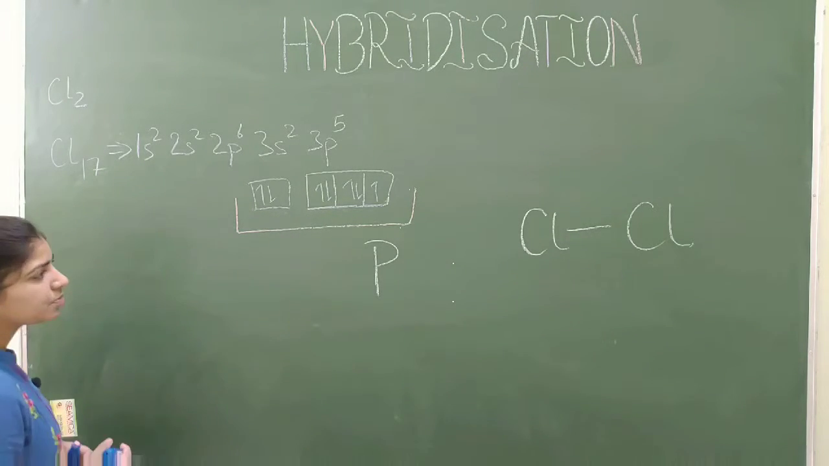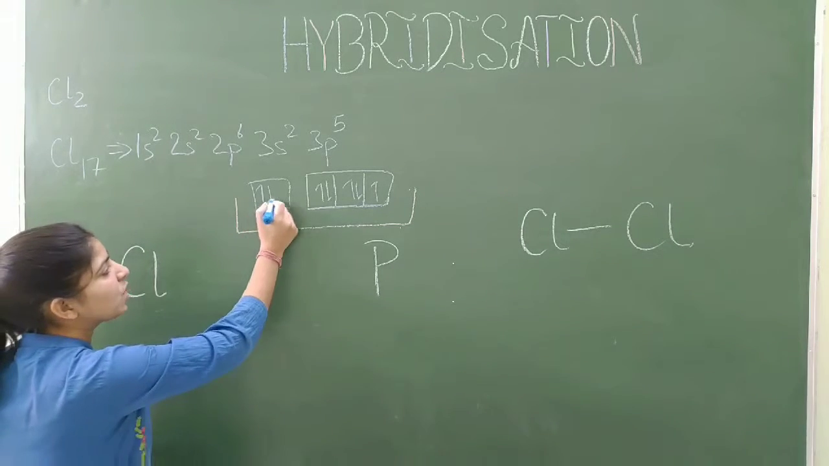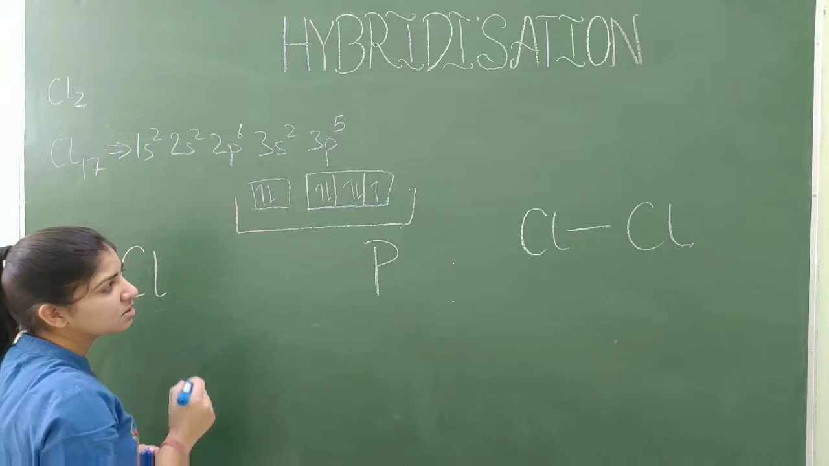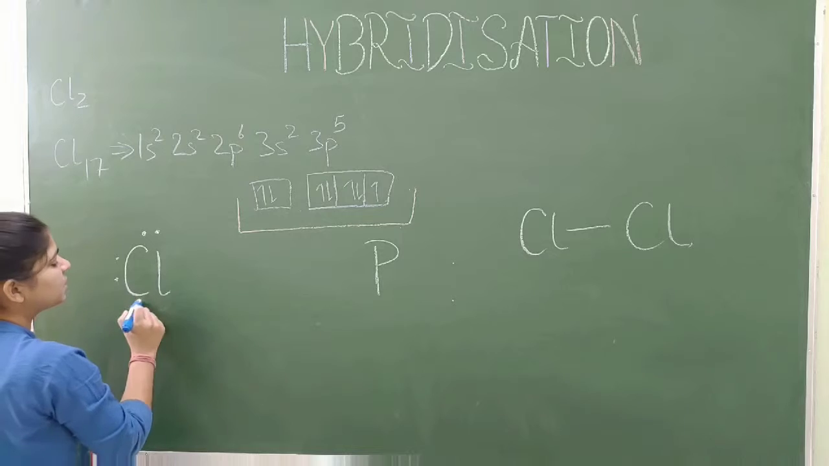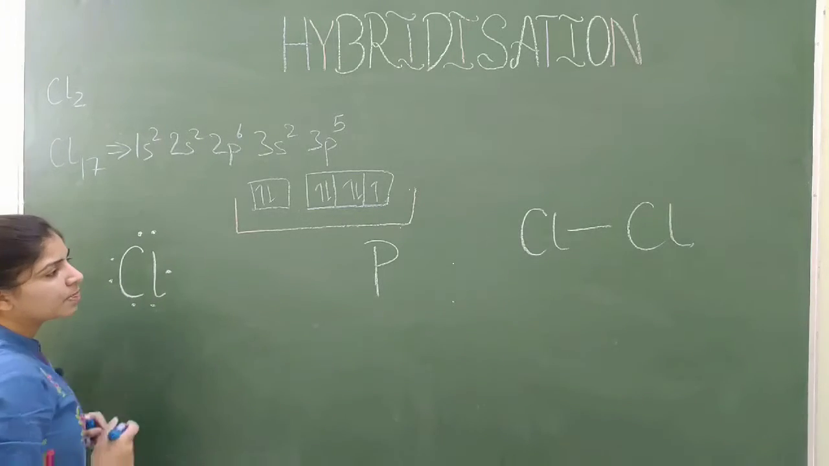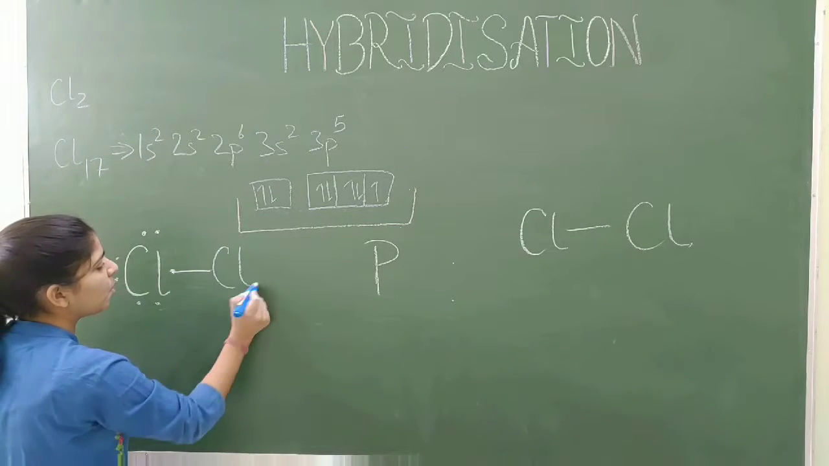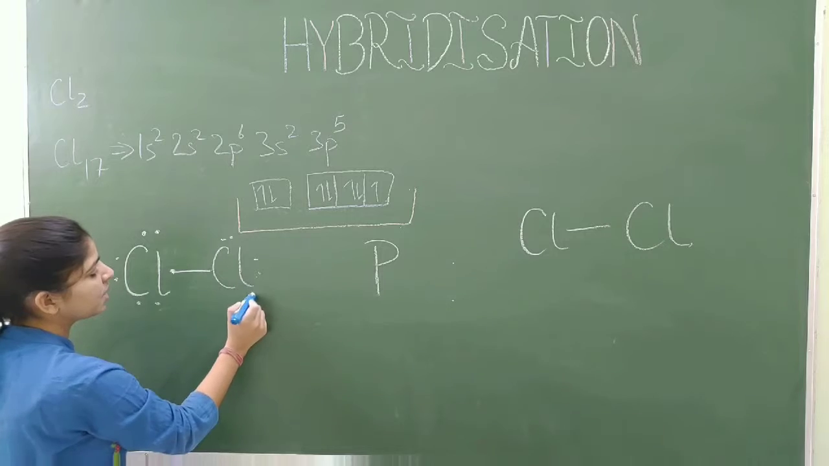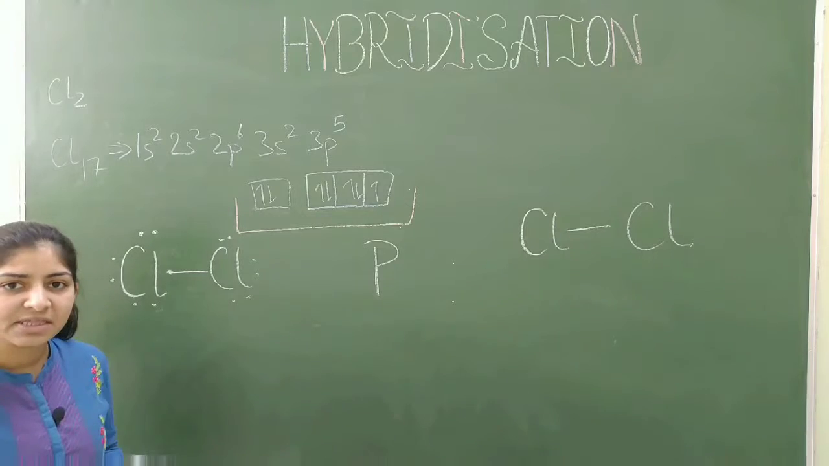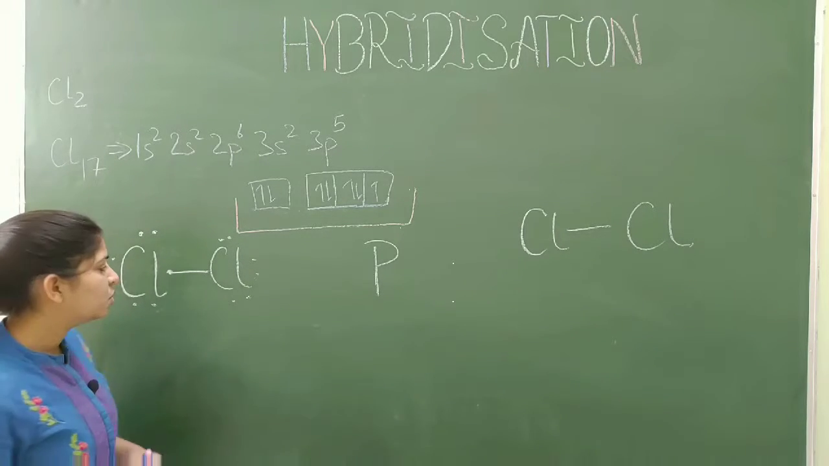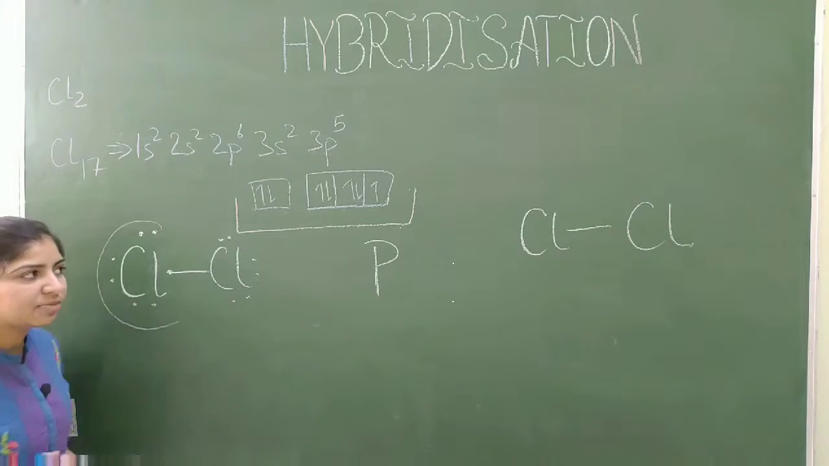In this case, as we know, chlorine has lone pairs, that is 1, 2, 3, 4, 5, 6 and 7. 7 electrons are present in the outermost shell. One of the electrons of chlorine will form a bond, and the remaining 6 electrons will also take part in the hybridization.